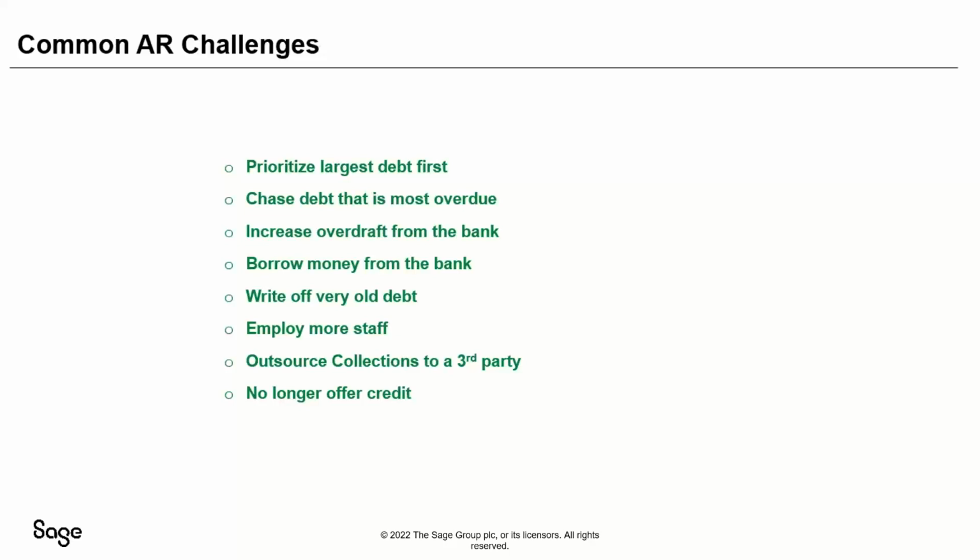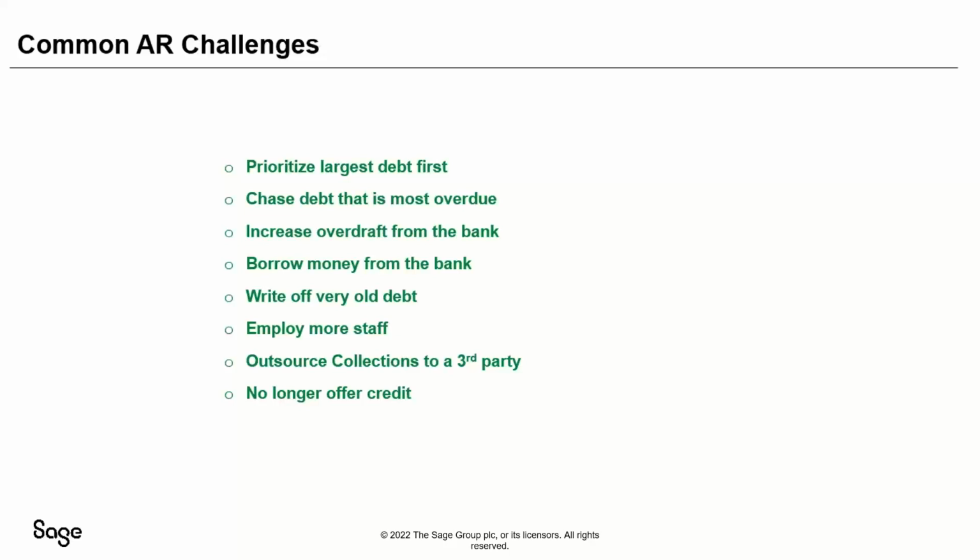Similarly, chasing payments that are most overdue, again, theoretically, this would make sense, but this approach is extremely reactive and it will result in the newer invoices not being paid on time and then just falling further and further into the overdue category. So we'll just always end up chasing our tail. Having to increase overdrafts from the bank, or they have to borrow money just to simply keep the business afloat. And they end up writing off very old debt, which really is just throwing hard-earned cash straight down the drain.